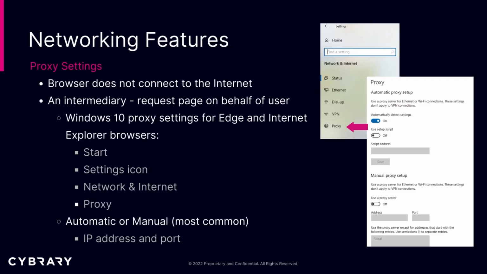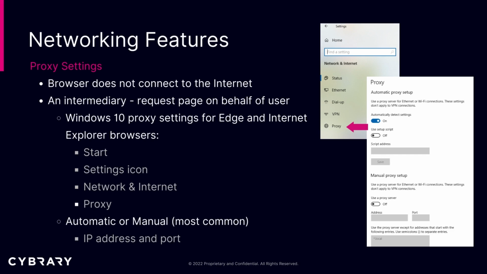Other things that you need to be aware of in a network are proxy settings. Some organizations do not allow users or browsers to access the internet directly. They may have a proxy. What the proxy does is take the request from the users and go out to retrieve that page. This could be for security purposes, to cut down on malicious websites or attacks from different websites.